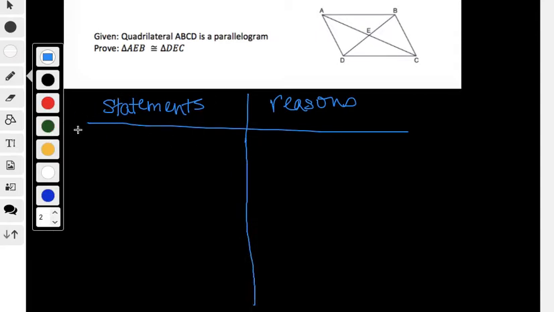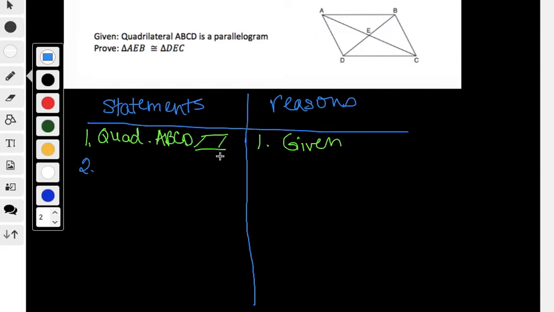All right, so let's see what we can do for, first, we know statement number one is going to be whatever is given, right? So let's see what's given. It says quadrilateral ABCD is a parallelogram. And I'm just going to draw a picture of a parallelogram there, and we know that that is given. All right, great. We got our first step done. All right, moving on. Step two.